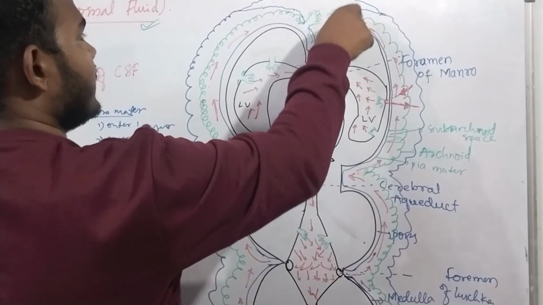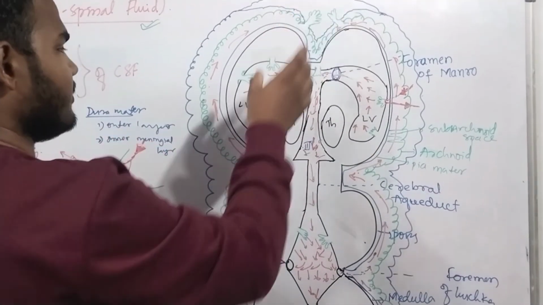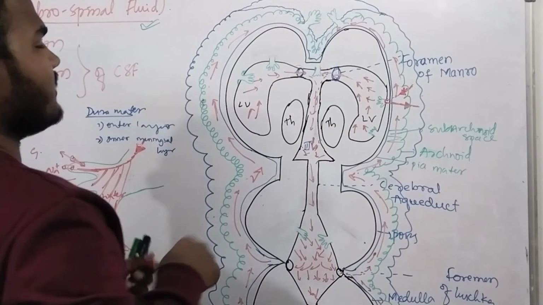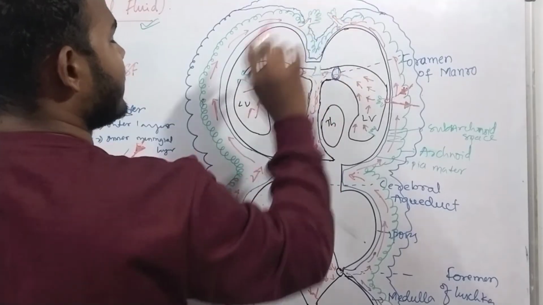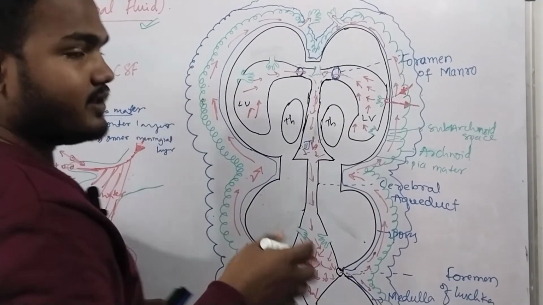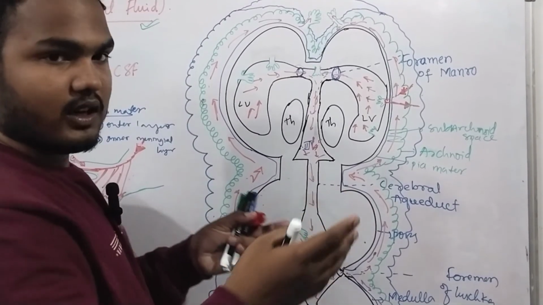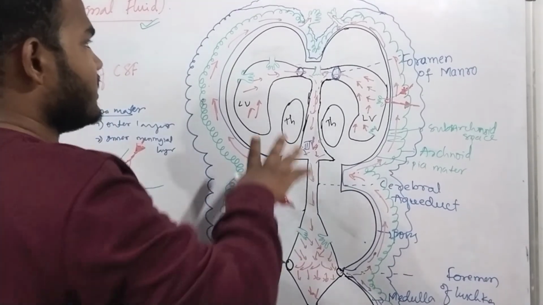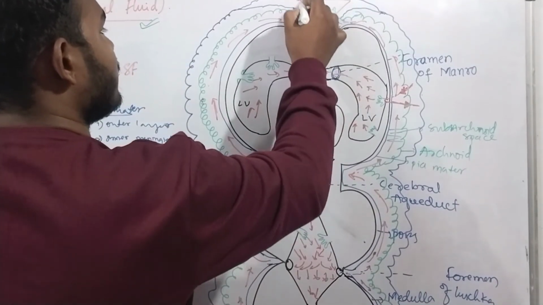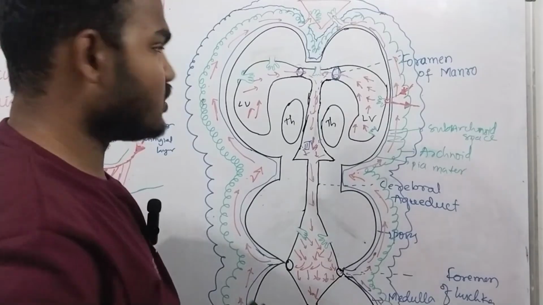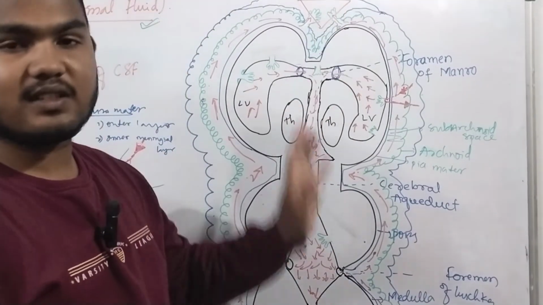These subarachnoid villi drain into this triangular structure, and the CSF present here is drained by these villi. How much it drains depends upon the rate of production: the rate of drainage equals the rate of production. This point is known as the superior sagittal venous sinus.